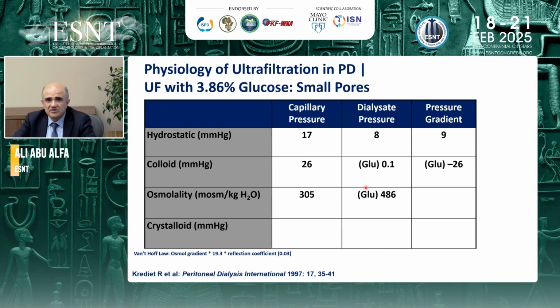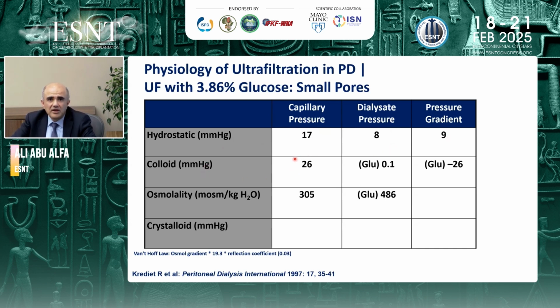So let's go to some numbers and we will be close to concluding. The hydrostatic pressure in the capillary is about, let's say, 17 millimeters of mercury. The dialysate pressure is about 8 millimeters of mercury. It could be a little bit higher with high volume. So there is a little bit of a pressure gradient favoring ultrafiltration, at least hydrostatically, into the peritoneal space. This may cause some fluid to form normally.